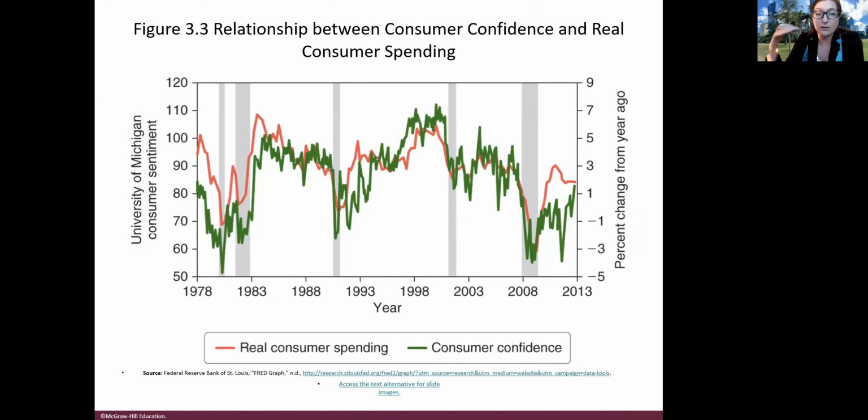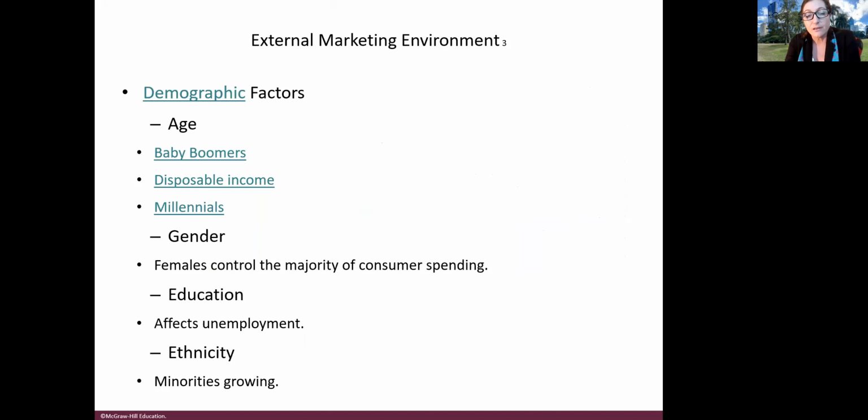Here we can see that consumer spending is tracking with consumer confidence. So when consumer confidence is peaking, then consumer spending is going up. Demographic trends include, for example, age. So we as analysts, as astute marketers, can understand that the aging population trend is global, and Japan is actually leading the way there.